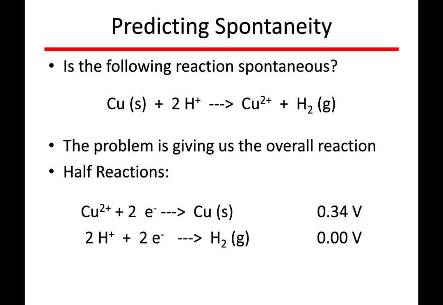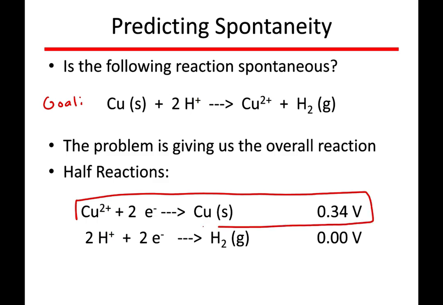Now what we have to do is think about how you can manipulate and rearrange these two half reactions so that they add up to what the goal of the problem is. In our goal, we want to have Cu solid on the left-hand side of the equation. And what we recognize is in the reduction half reactions that we're given, Cu solid is on the right-hand side of the equation. So this reaction has to be reversed so that we can put Cu solid on the left-hand side.